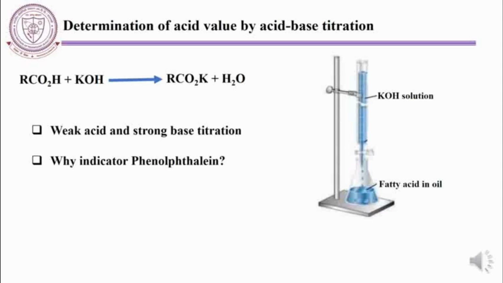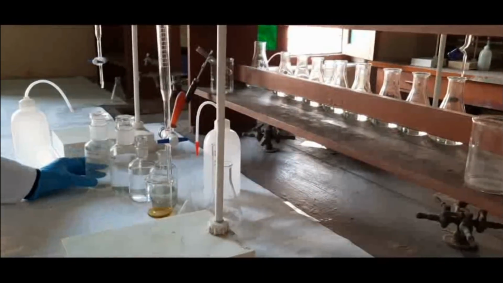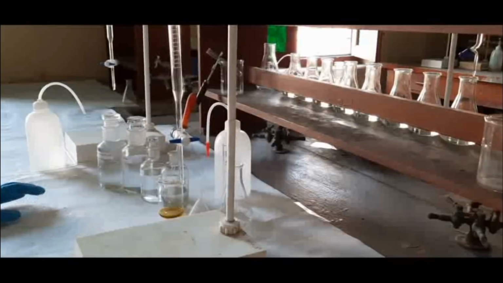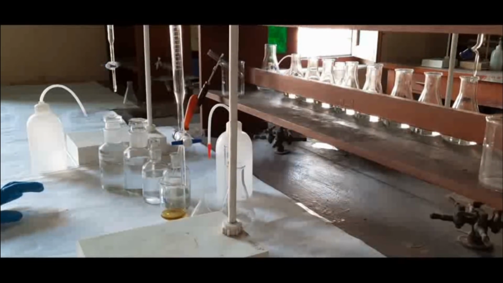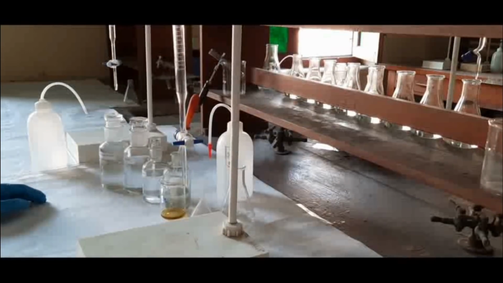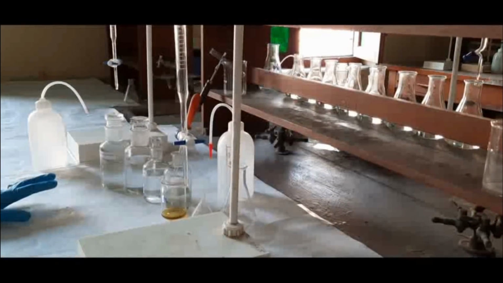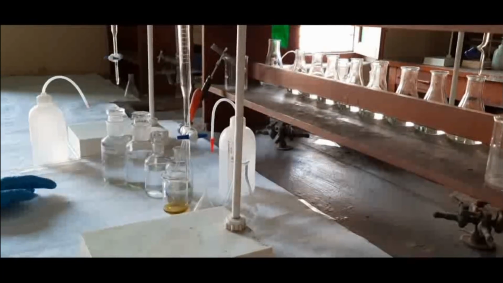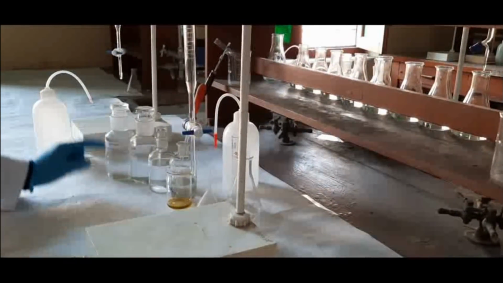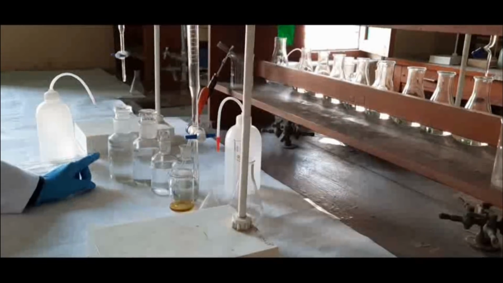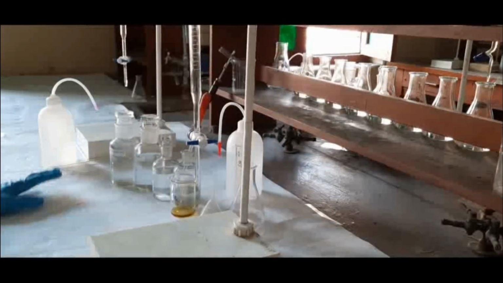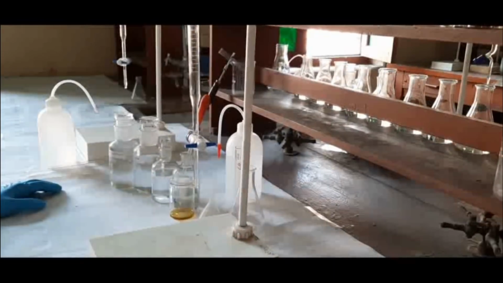There are two parts of this experiment. First, we will determine the normality of the potassium hydroxide solution by using oxalic acid solution. Now we are going to conduct the experiment. First we will standardize potassium hydroxide solution. As you may remember from our earlier discussion, we have to carry out two different types of titration here. The first one, we will standardize potassium hydroxide solution with oxalic acid, and next we will carry out the experiment to find out the acid value of oil.